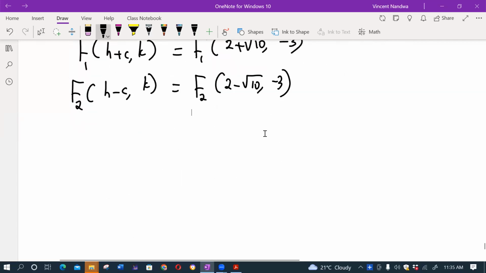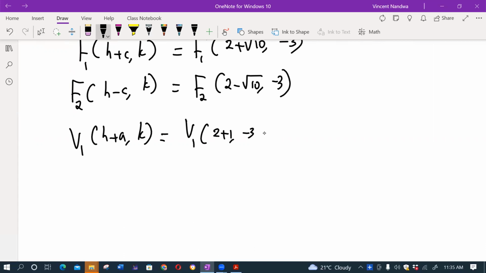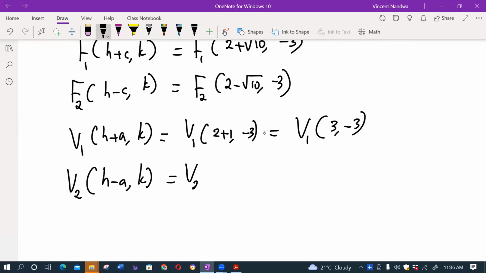And then vertices, V1 is h plus a comma k. So V1 will be 2 plus 1 comma minus 3. So V1 is 3 comma minus 3. V2 is h minus a comma k. So V2 will be 2 minus 1 comma minus 3. So vertex 1 comma minus 3.